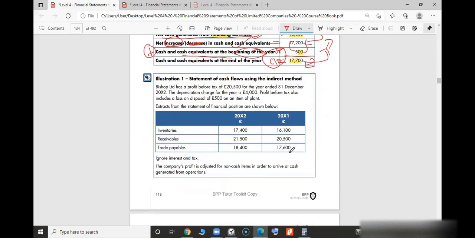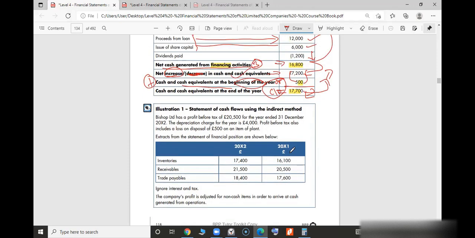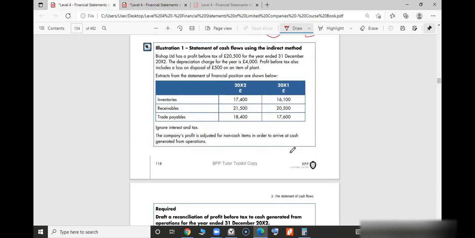Let's go over this illustration number 1. Interest can be a working if it is half yearly interest. You need to be careful how many months the interest was held for and take that much interest. Level 4 people, you must keep your eyes and ears open. Illustration number 1 is statement of cash flow using the indirect method.